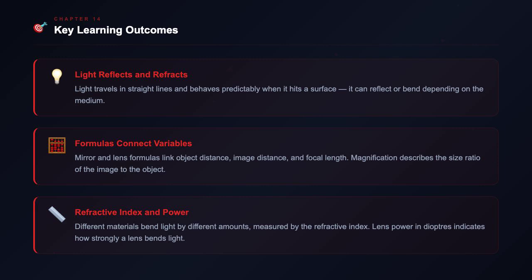The mirror and lens formulas connect object distance, image distance, and focal length. Magnification shows the ratio of image size to object size. Different materials bend light differently, measured by refractive index. Lens power is measured in diopters, with higher numbers indicating stronger lenses. Sign conventions are important for consistent calculations, ensuring results match observations. These concepts form the foundation for understanding light's interaction with mirrors and lenses.